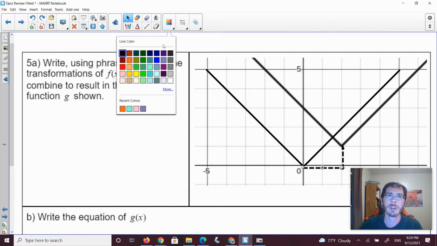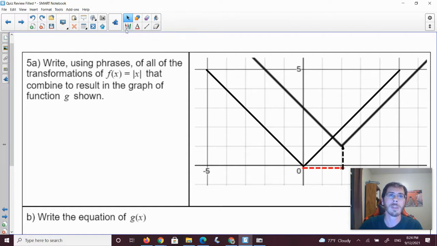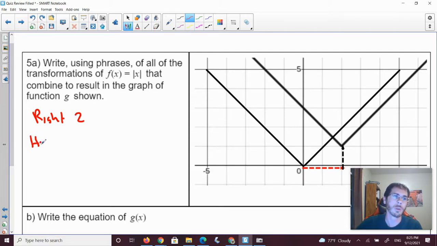So for the first one, let's make that one red. And so first one, we can see that we're going to the right 2. That would be a phrase. If you wanted to be very specific, you can say a horizontal transform or a horizontal translation of 2 to the right.